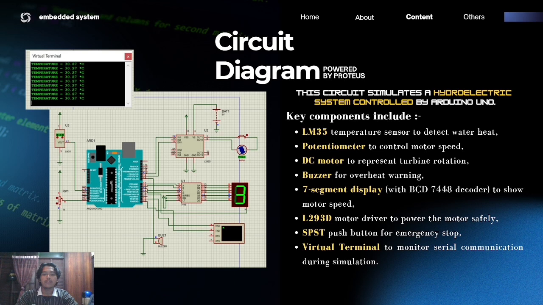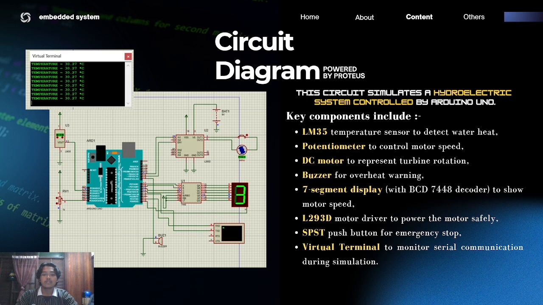For the next one, we have a buzzer for overheat warning, and also the 7-segment display with the BCD 7448 decoder to show motor speed. After that, we have the L293D, which is the motor driver to power the motor safely. And we also have the SPST, which is the push button for emergency stop.